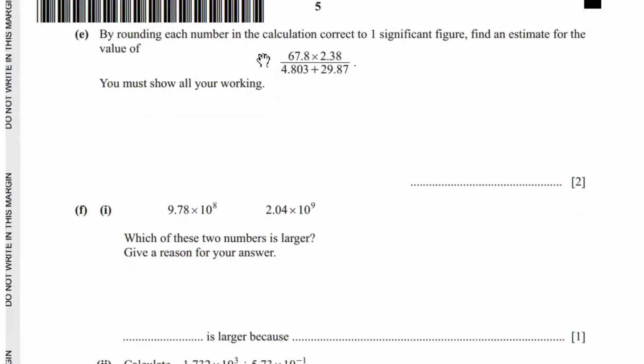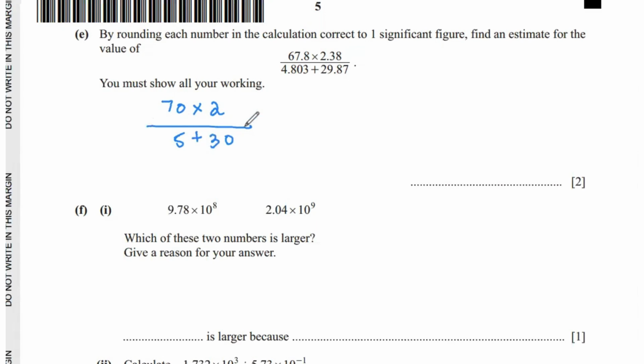Part E says by rounding each number in the calculation correct to one significant figure, find an estimate for the value. So 67.8 correct to one significant figure is 70. 2.38 correct to one significant figure is 2. 4.803 is 5. And 29.87 is 30.